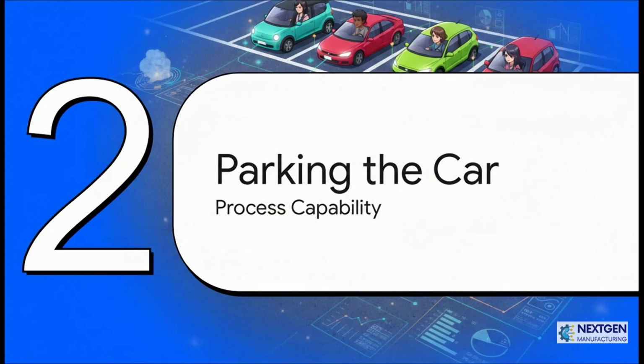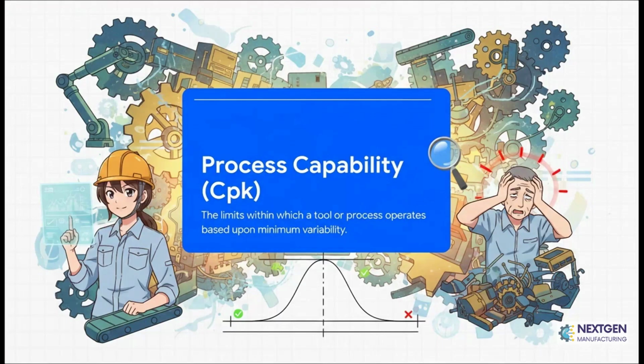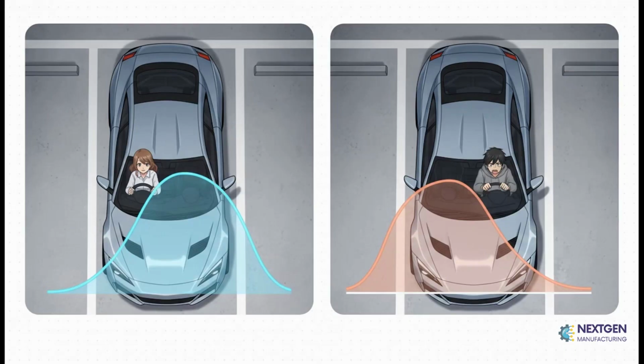So, how do you fight an enemy you can't even see? Well, we use statistics. But don't worry, don't tune out. We're going to make this super simple with a fantastic analogy that everyone can understand: parking a car. The tool we use is called process capability, or CPK for short. Now, the official definition sounds a little academic, but the idea behind it is actually really simple. CPK is just a measure of how well your process fits inside the lines, the design tolerances you're given. It's one single number that tells you if you've got plenty of wiggle room or if you're about to have a really bad day.